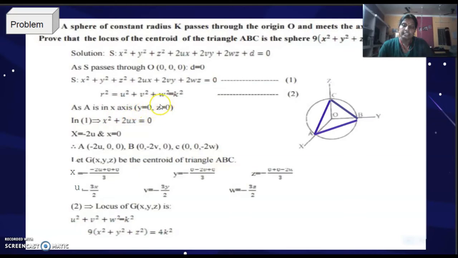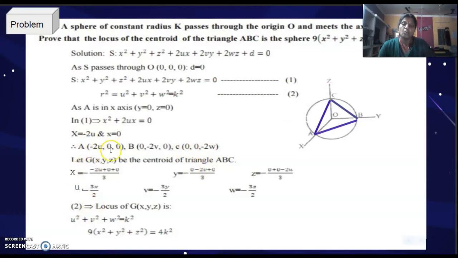Now, the equation of the x-axis is y equal to 0 and z equal to 0. Substitute the values in this equation. We get x square plus 2ux equal to 0, that is x equal to -2u and x equal to 0. So, substituting these values, we get the point A equal to (-2u, 0, 0). Similarly, B is on the y-axis. So, the equation of the y-axis is x equal to 0 and z equal to 0. Therefore, we get the equation y square plus 2vy equal to 0, and B is (0, -2v, 0). Similarly, C is (0, 0, -2w).